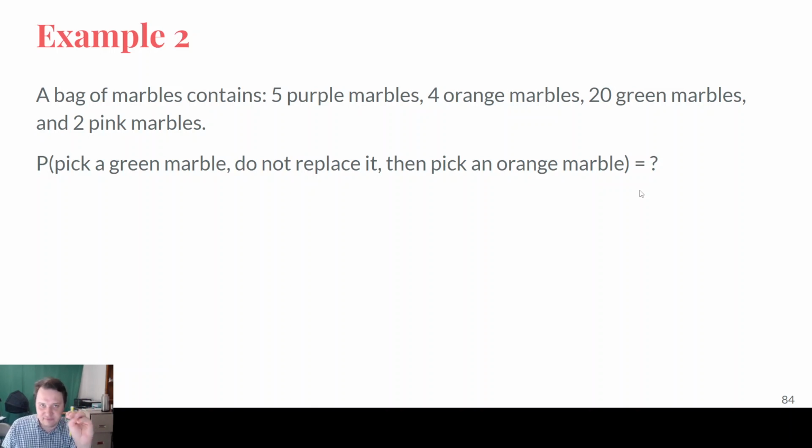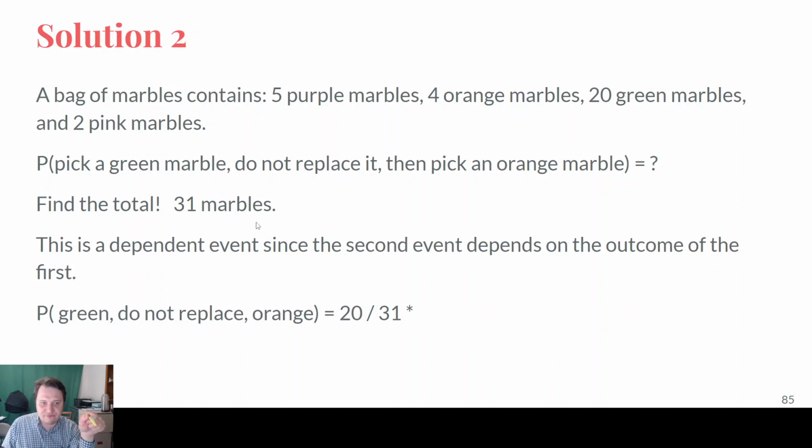This is now a dependent event, which means it's a little bit trickier than an independent one, because the second event depends on the outcome of the first one, because we're assuming that we picked a green one and then pulled the green one out of the bag. Watch how we fix this. As usual, first we find the total of 31 marbles. That's 5 plus 4 plus 20 plus 2. So far that's the same. Picking a green one is the same. There's 20 green marbles out of 31, so it's 20 divided by 31. That's the same.